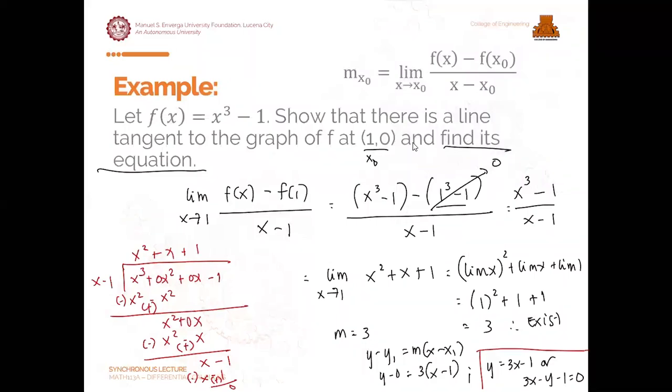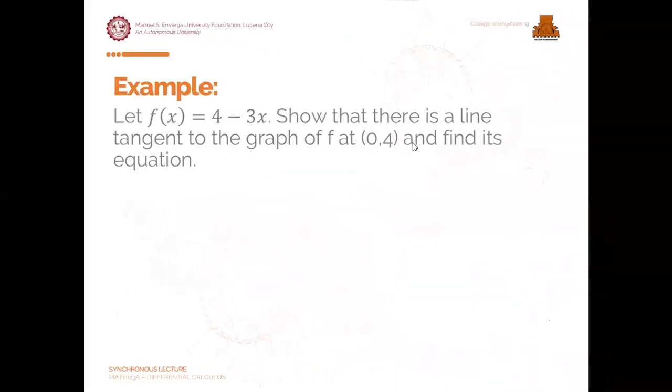Okay. Next, another example. So, a different function. We have f of x equals 4 minus 3x. Show that there is a line tangent to the graph of f at (0, 4) and find its equation. So, the equation, we use the limit of f of x minus f of 0 over x minus 0 as x approaches 0, because this is our x sub 0.